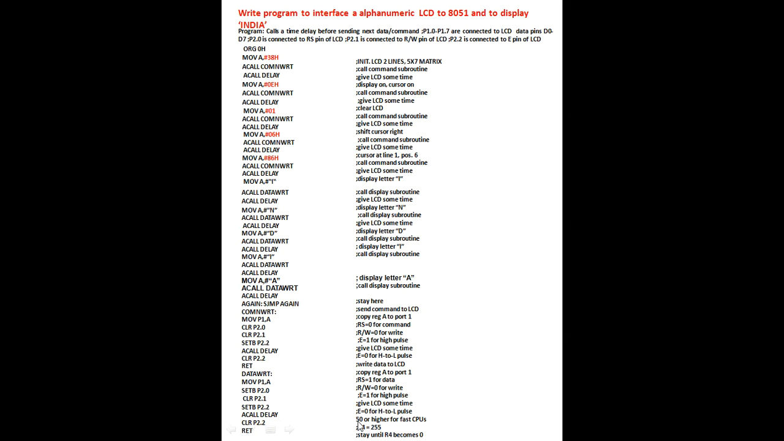And for delay I am using 50. R4 is 255. Until R4 becomes 0, it will be in the delay. This is a delay program. Move R3, 50. Here move R4, #255, and it will be in the same loop until R4 becomes 0. After R3 becomes 0, it comes out of the delay. This is the RET and the end of the program.